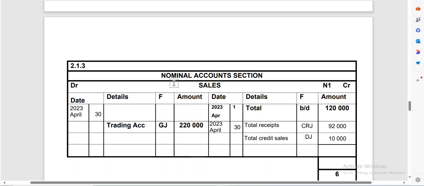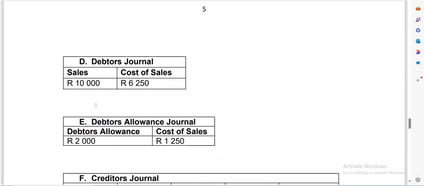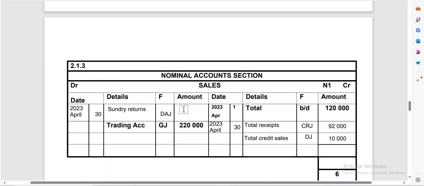Now we need to check if there were any returns that were made that will reduce our sales. So we need to check for total returns, or you can just write sundry returns. And then where am I going to see this? In the DAJ, the debtors allowances journal. They will always give you the DAJ for those returns. So you see we have the debtors allowances here for 2,000, so that 2,000 will come here.